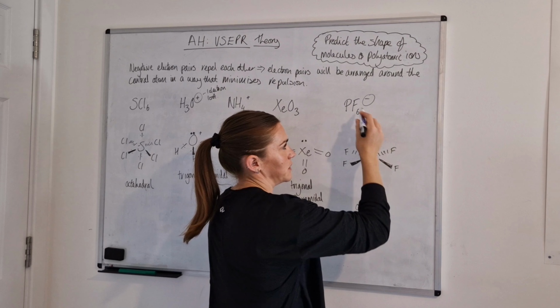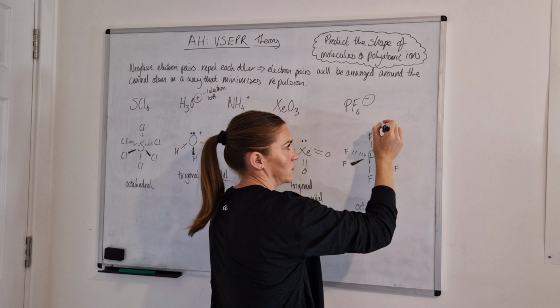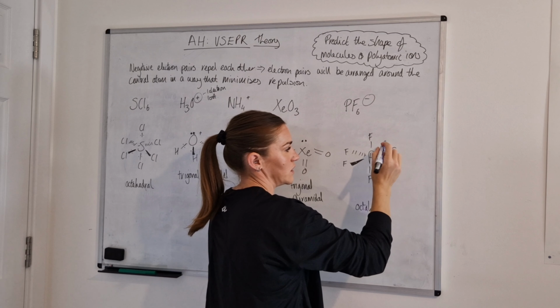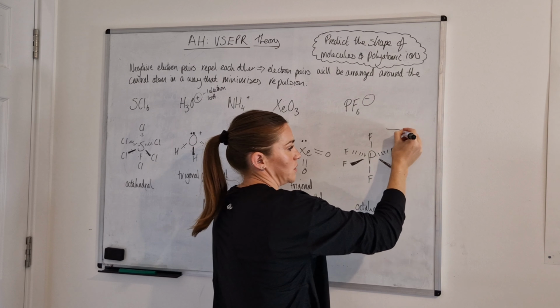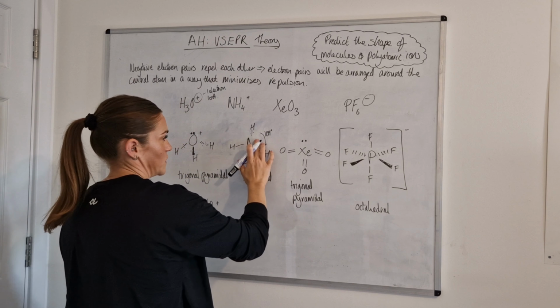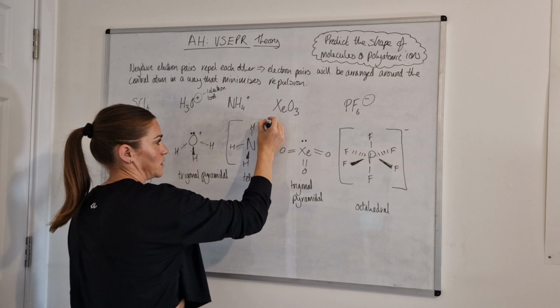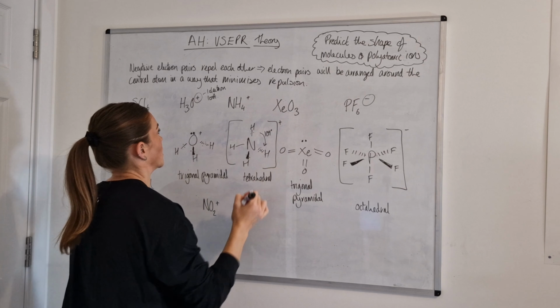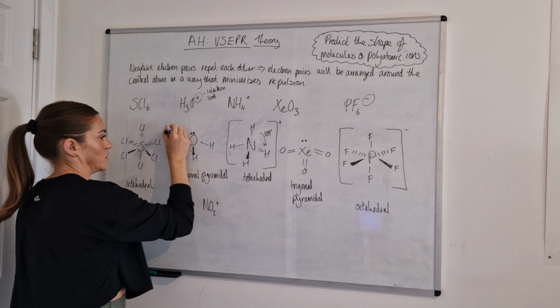I should have also said when a polyatomic ion's got an overall charge, normally rather than writing the charge in the middle, we would put square brackets around it and put the charge on the outside. So I probably should have done that for this one as well. Okay, so square brackets and the charge on the outside. Same for this one.